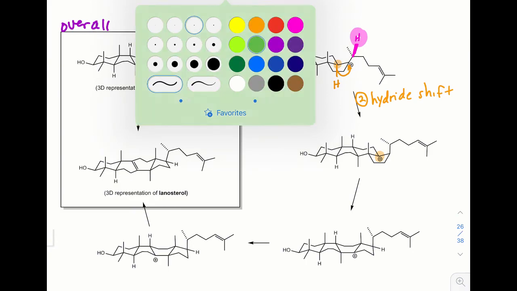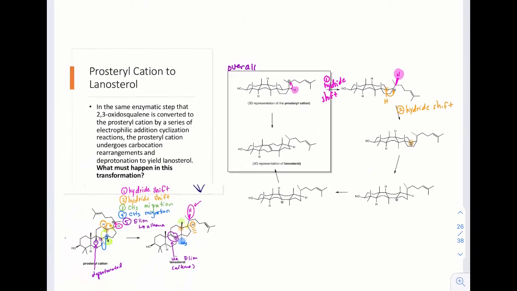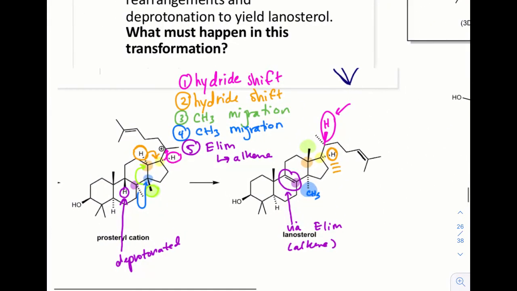So what next? Here, let's look at where we are. On our plan, it was hydride shift. So the hydride shift established that R stereocenter on the side chain, followed by another hydride shift. So this hydride moves here. That was going to leave a carbocation on the carbon that is highlighted in orange. And then there need to be 2 methyl migrations.